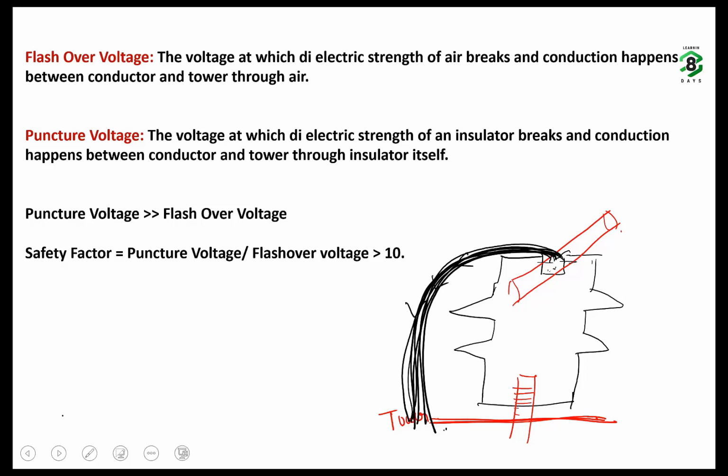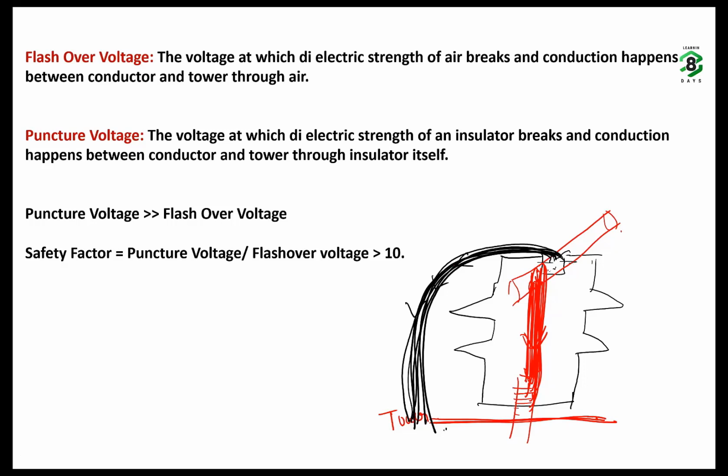Next one is called what? Puncture voltage. It is the voltage of the conductor at which the dielectric strength of the insulator itself breaks and direct conduction happens between the conductor and the tower through the insulator itself. Through the insulator itself, the conduction will happen, the current will flow.